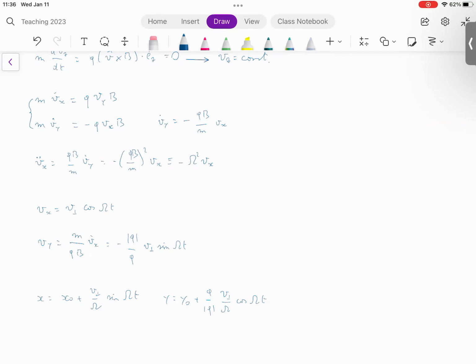And of course, B is positive because I'm assigning the z-axis to be aligned with B. So the positive z-axis is in the direction of B. Mass is obviously positive, but the charge, as I said, we're working for both ions and electrons, could be positive or negative.